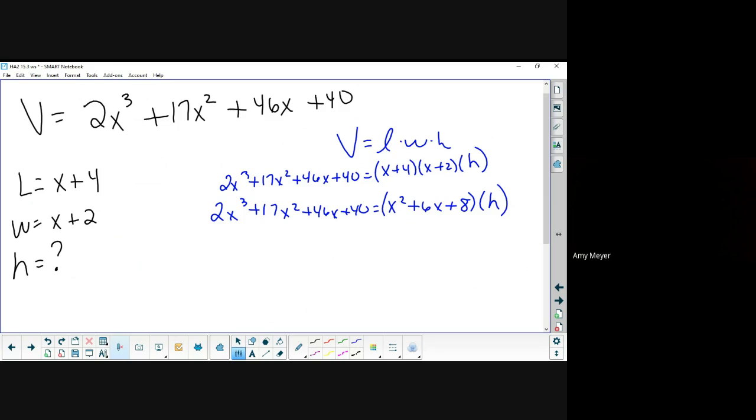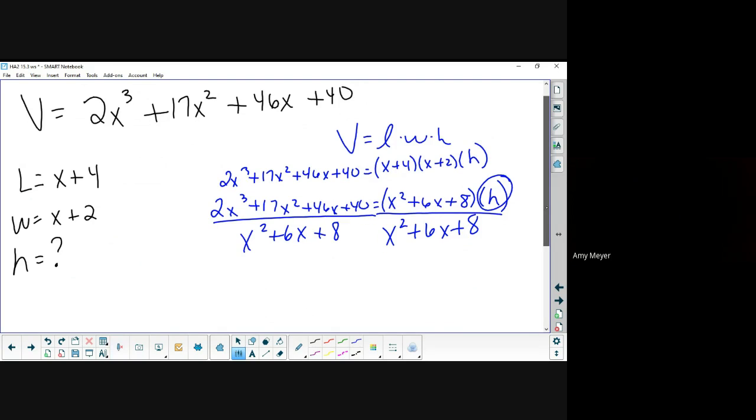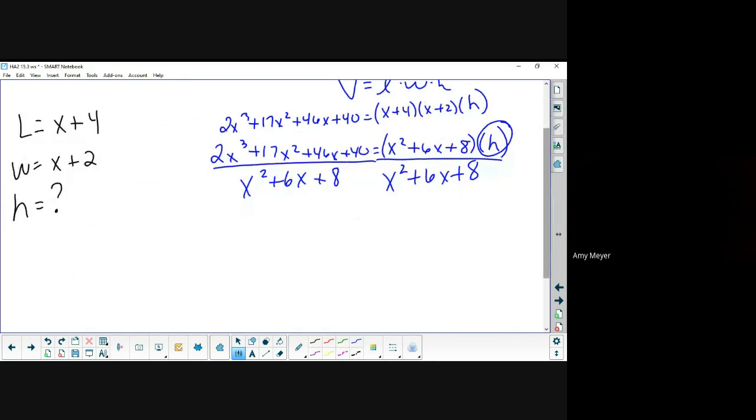Do we know what to do from here? Yeah. H is our variable, so that's what you have to get by itself. It's being multiplied, so we have to divide. Are we going to do long division or synthetic division? Long division because your divisor has an x squared. So if you would start working on your long division.